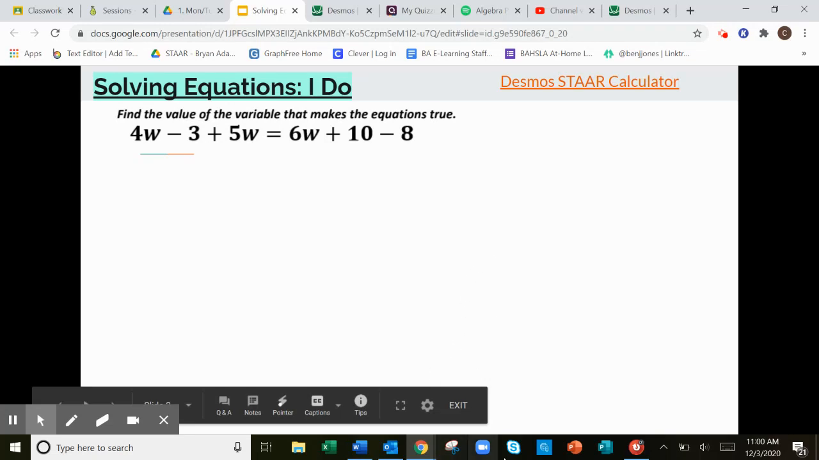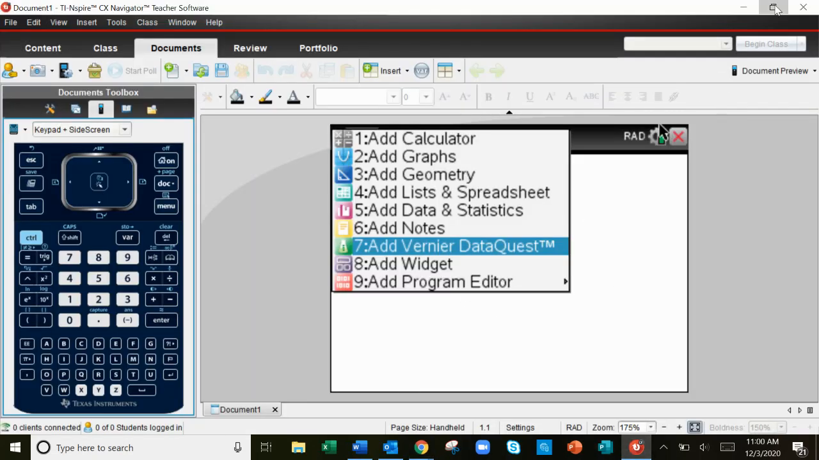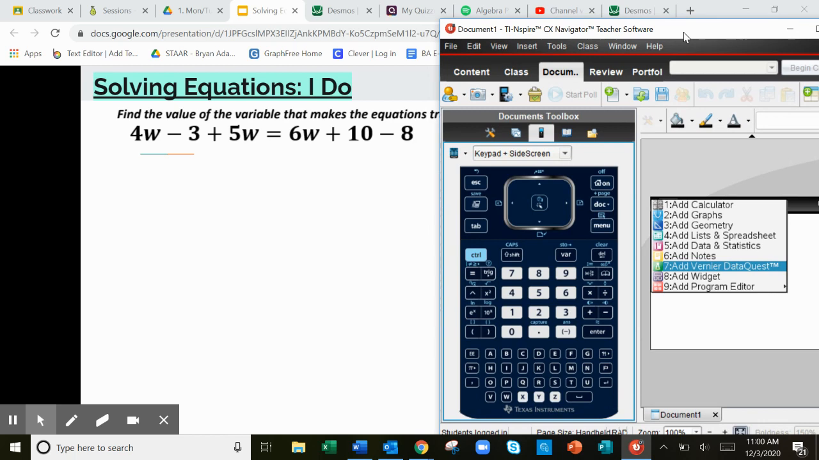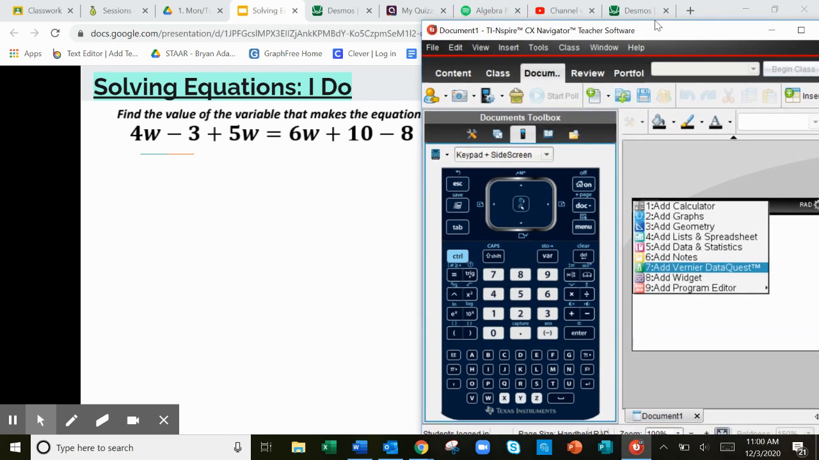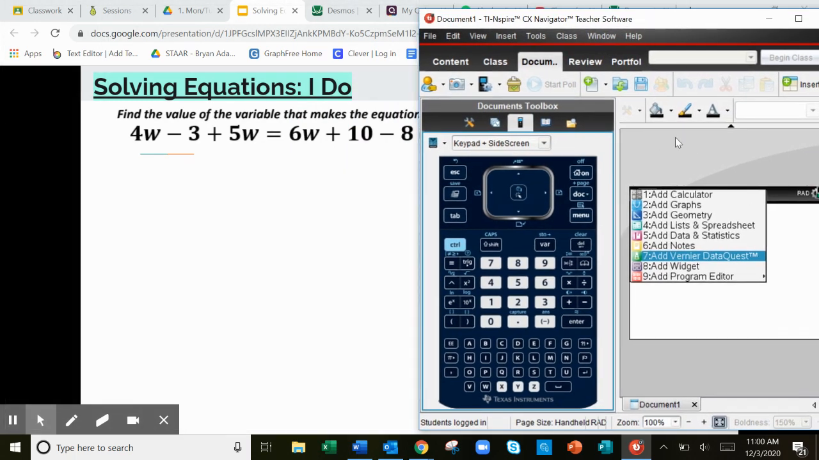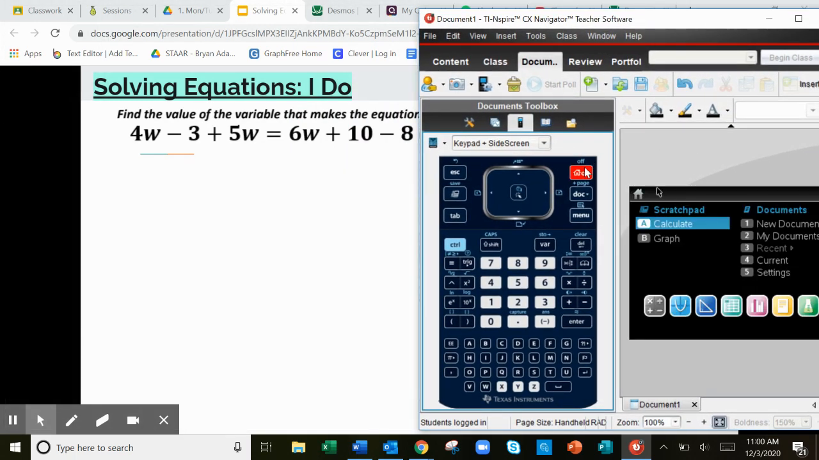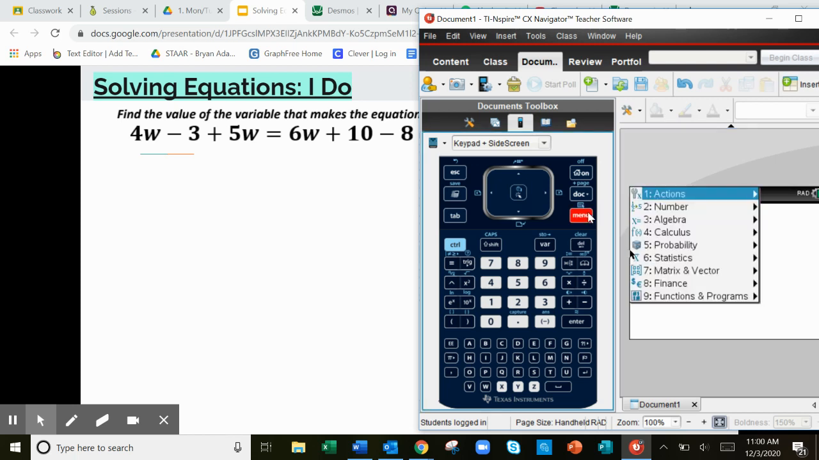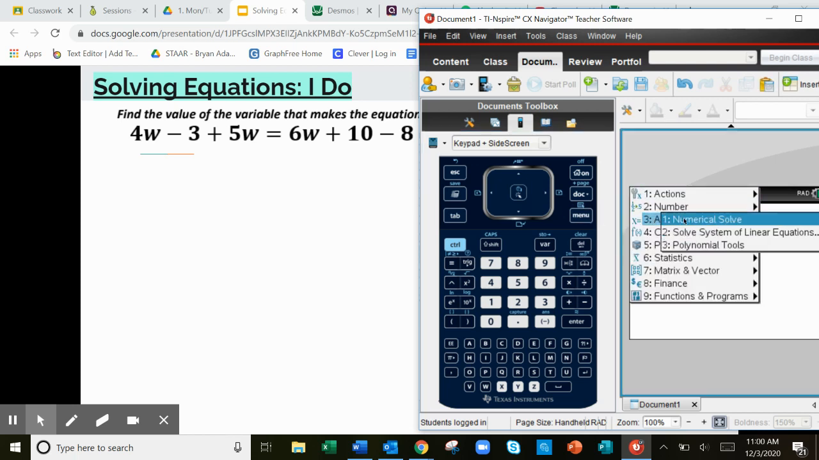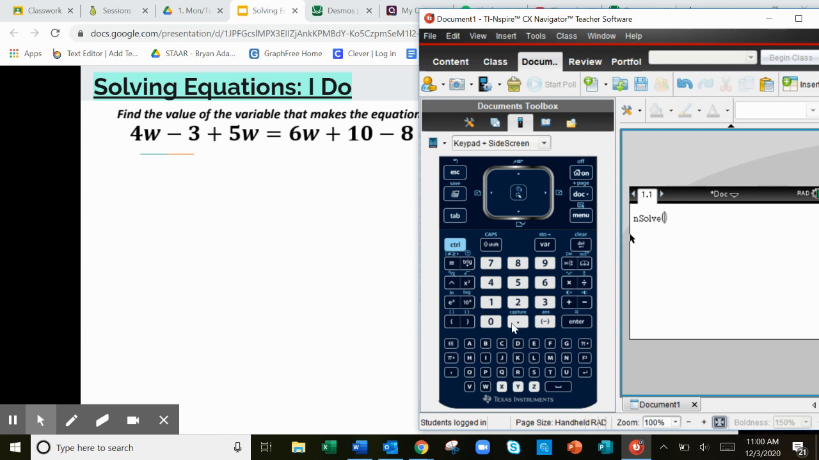All right, so we're going to be using NSOLVE. Actually, just minimize this right quick. Not sure if you guys remember how to use this, but we go here to the main menu. We go here to the calculator, then we go to menu, algebra, and then numerical solve. And then all you got to do is just type it in.